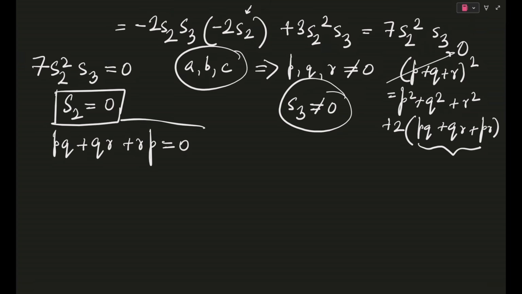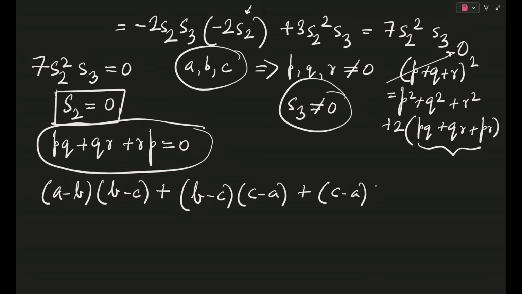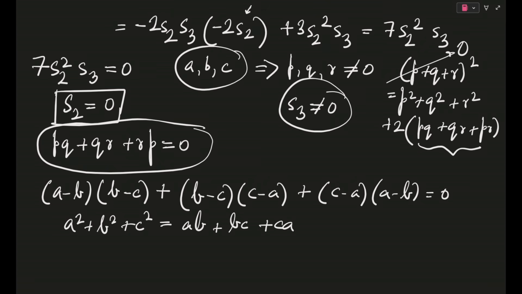So guys, this thing is absolute proof that pq plus qr plus rp is equal to 0. So if you actually multiply pq plus qr plus rp, this will be a minus b into b minus c plus b minus c into c minus a plus c minus a into a minus b is equal to 0. So if you rearrange all the terms and do easy multiplication, this would come out to be a square plus b square plus c square is equal to ab plus bc plus ca, which makes our option number A very correct, right?